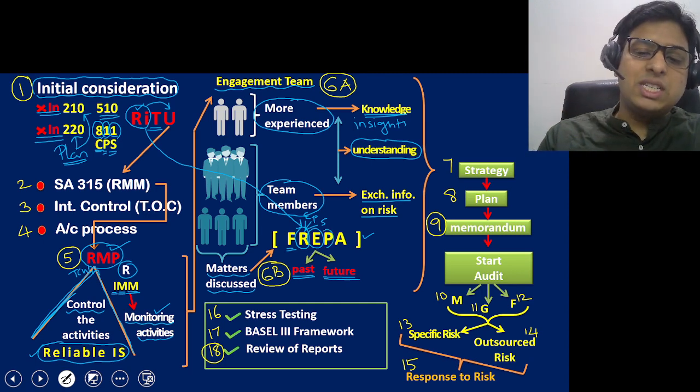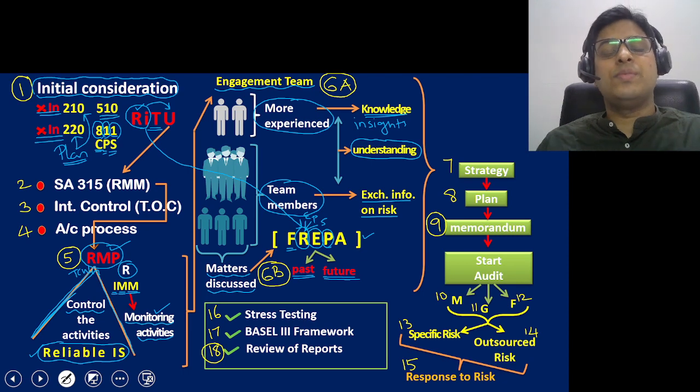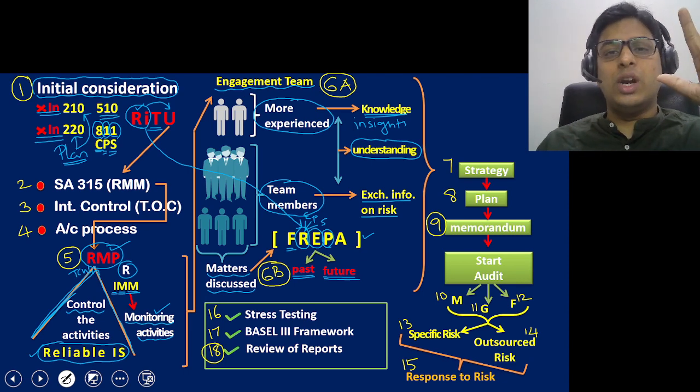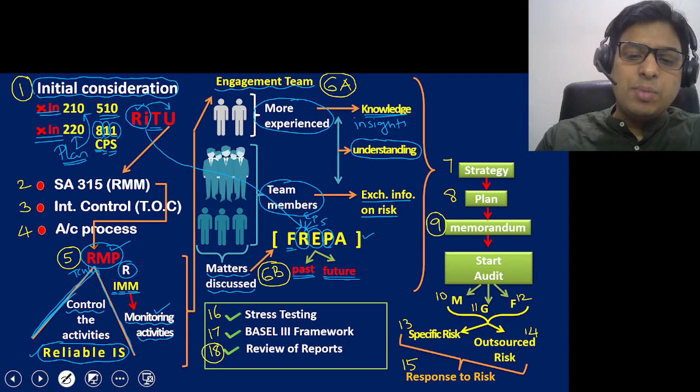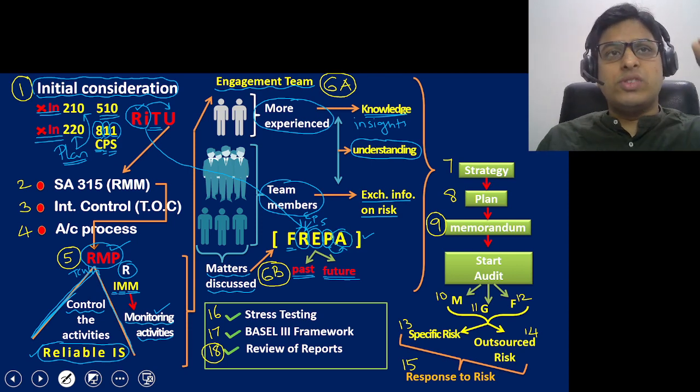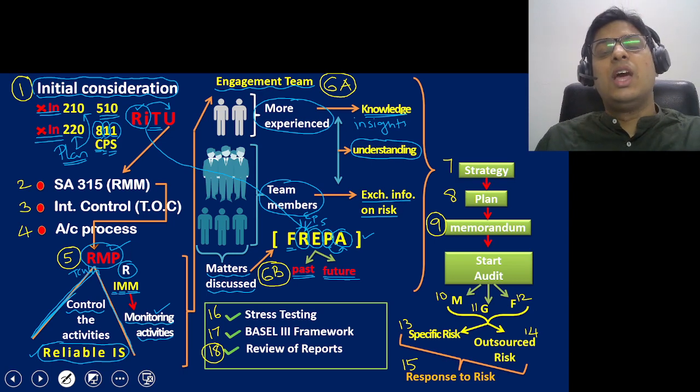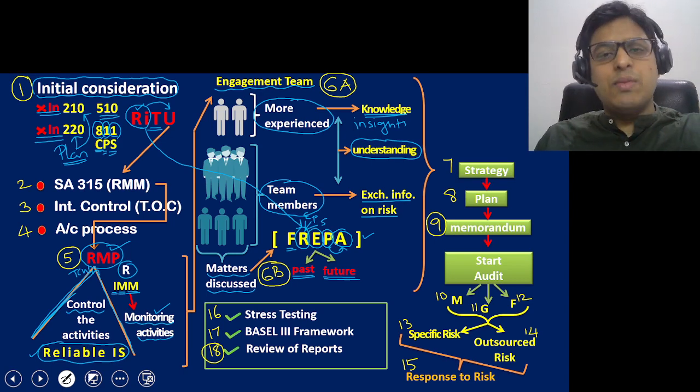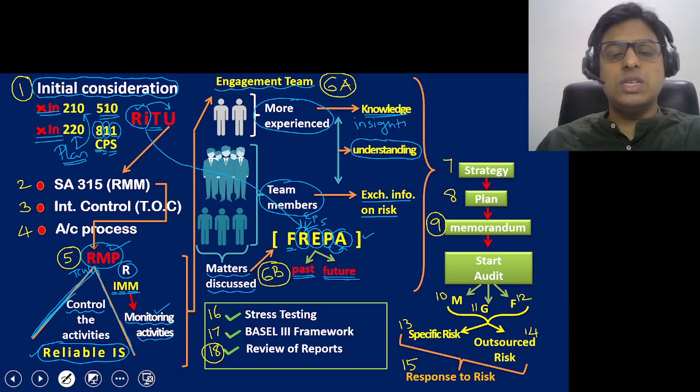Next is professional skepticism. Your favorite thing, correct? Questioning mind, alert to conditions, critical assessment of the audit evidence. The auditor should have an attitude of professional skepticism. And if the auditor becomes aware of any issue, he should make other people also aware of it. So if the auditor has professional skepticism and finds something, he should make other team members also aware of this matter.